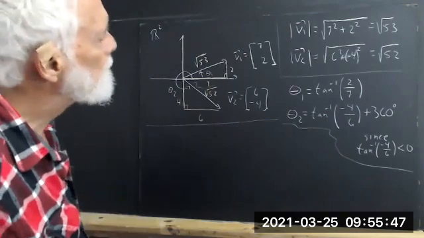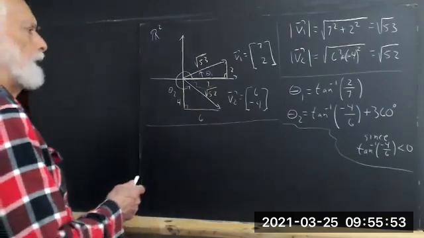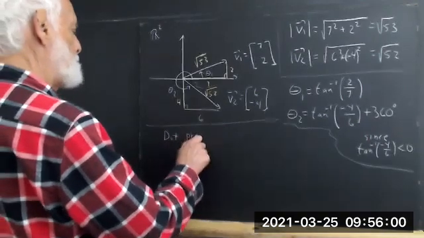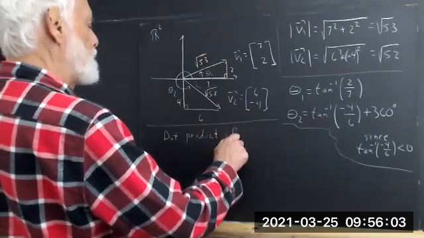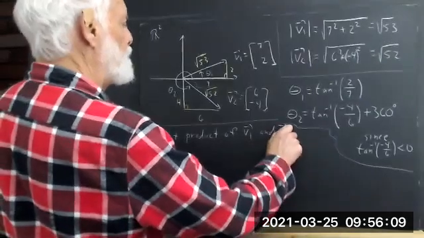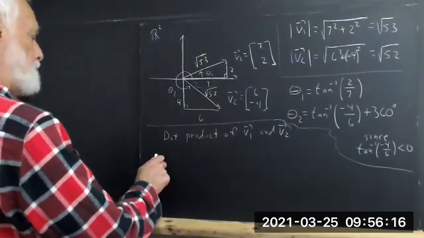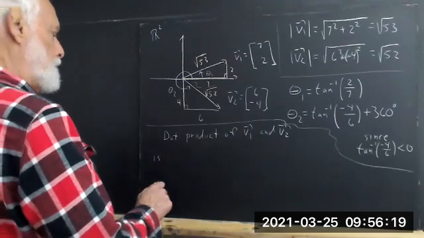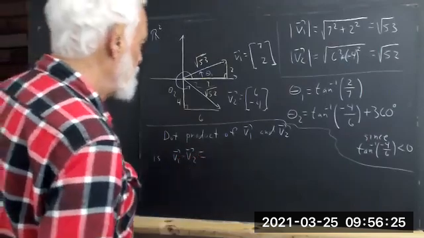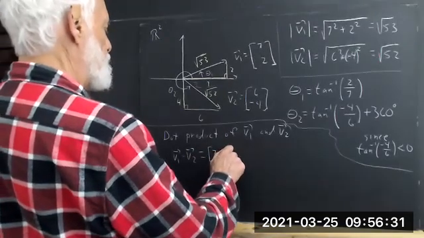Now, with that background, we define the dot product of V1 and V2 as V1 dot V2 equals... I'm going to do it as a vector product.